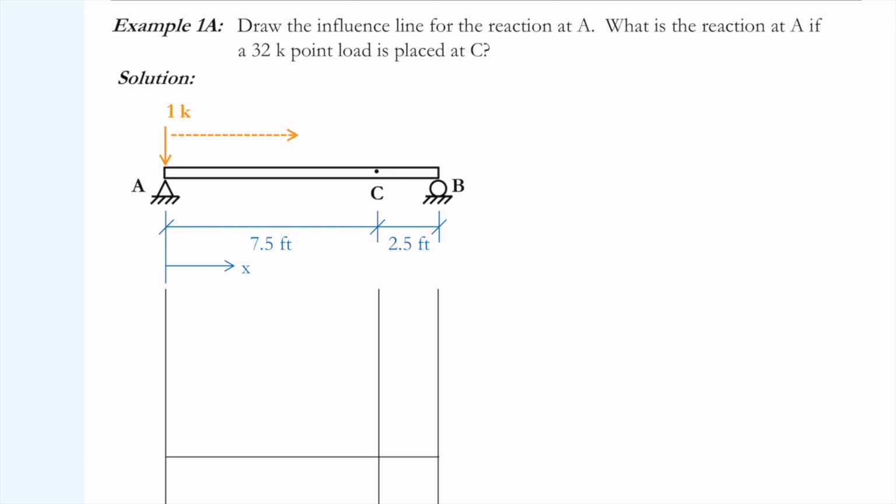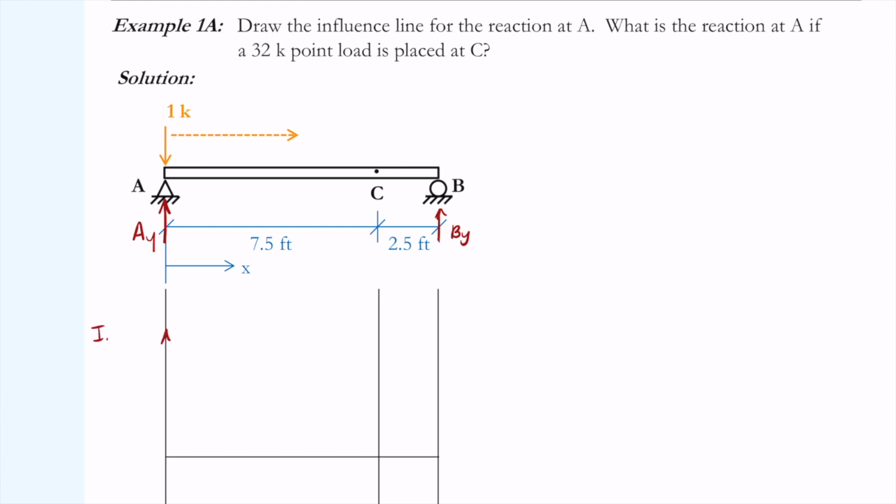All right, so I'm going to look for the influence line for the reaction at A. So we're going to draw in our reaction AY. And so what we're going to look at is how do we solve this reaction AY as this one kip load moves across the structure. For reference, I'll also put in BY.